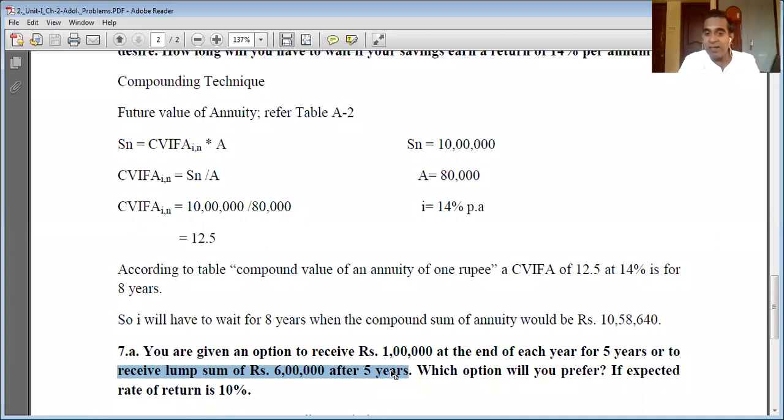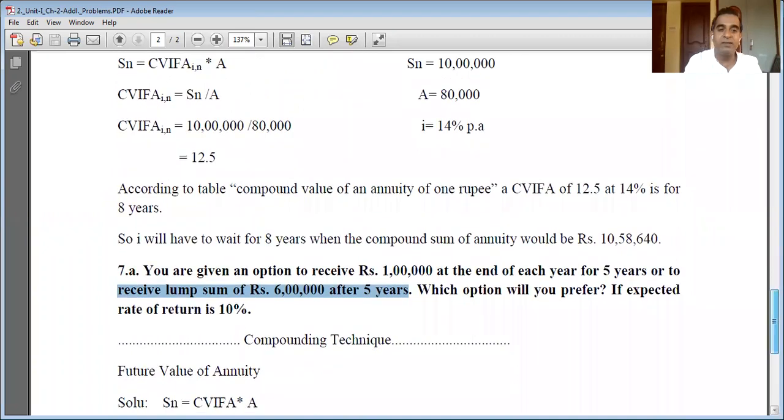So understand here, both the options are in future. Nothing is in present. 1 lakh rupee each year for 5 years, or receive a lump sum of 6 lakh rupees after 5 years. Both the values are in future. Which option will you prefer if the expected rate of return is 10%?